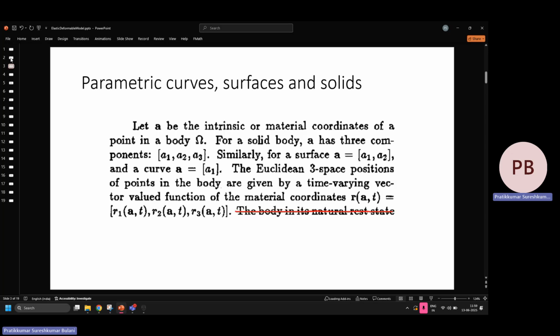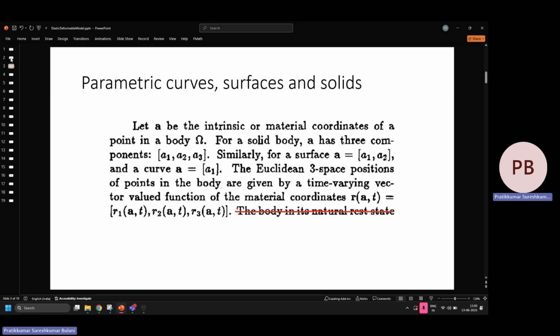First let's talk about parametric curves, surfaces and solids. Just think of a curve in 3D space. A curve can be parameterized using a single parameter. Let's call that parameter A, which is, by the way, a scalar value. They have called it A1. In order to parameterize a surface, you require two-dimensional parameters, and for a 3D volume, you require 3 parameters. They are calling them A1, A2, A3.